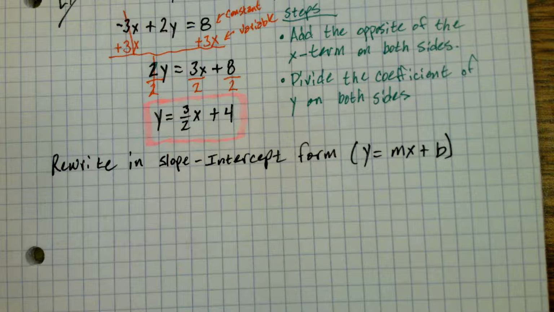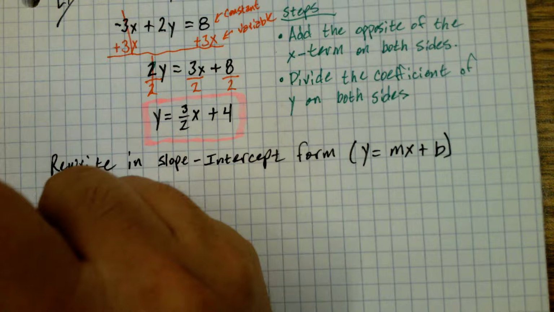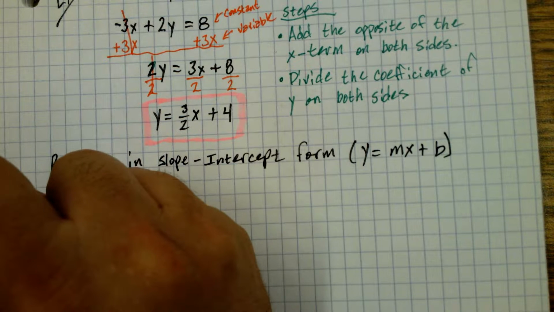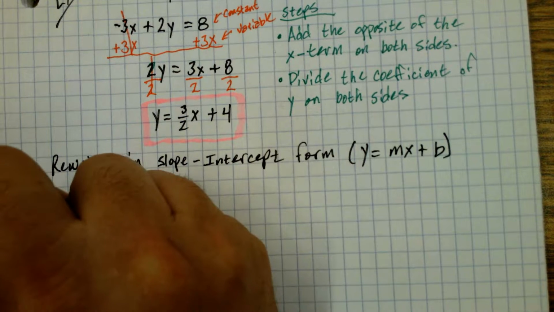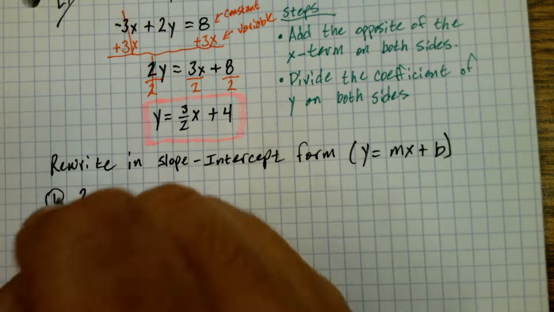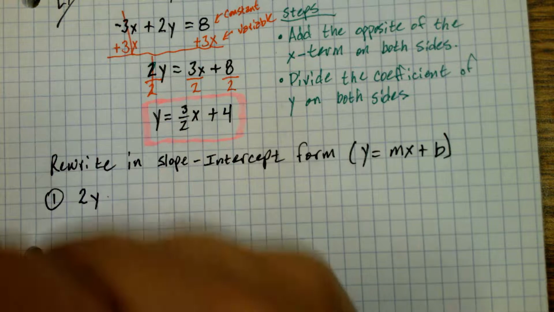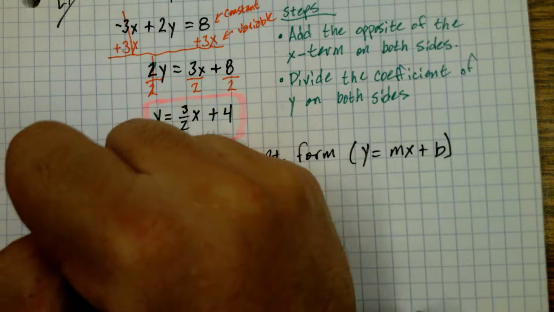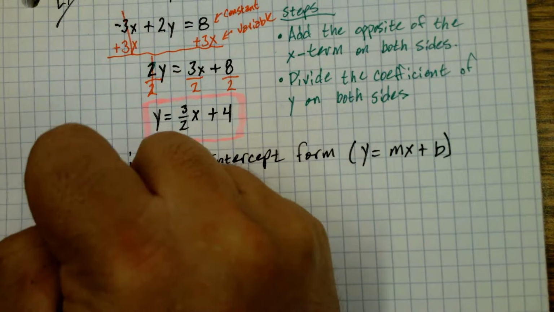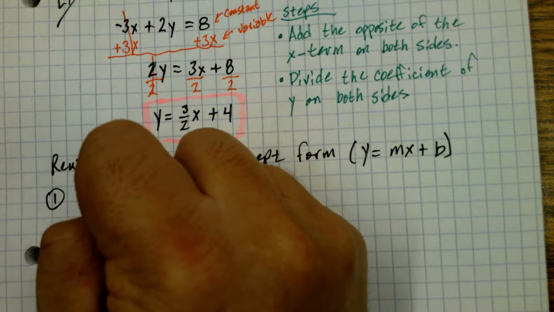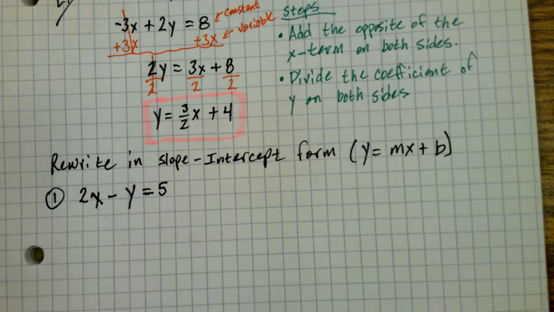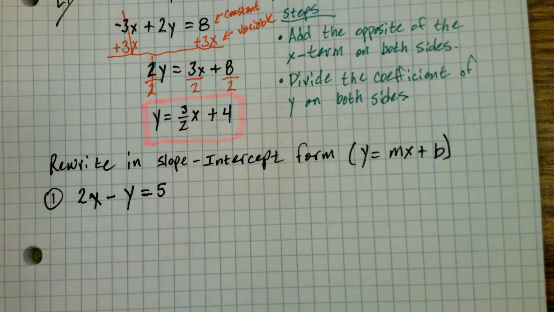Okay? So let's write down our first equation. And we're going to start off with 2x, rather, let me just make that an x, minus y equals 5. So go ahead and write that down. 2x minus y equals 5.